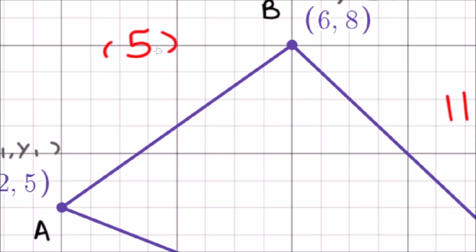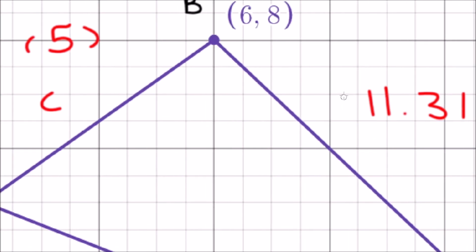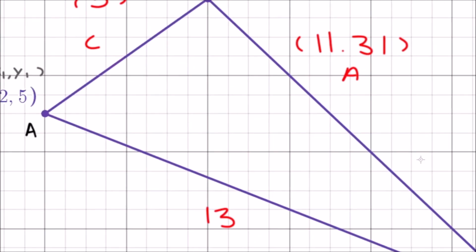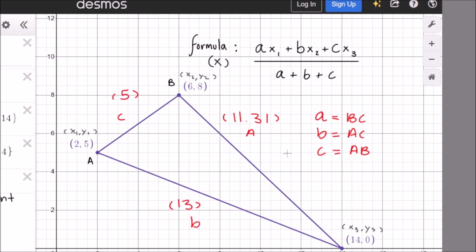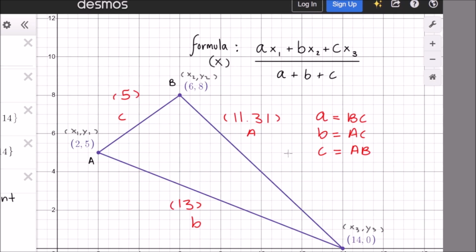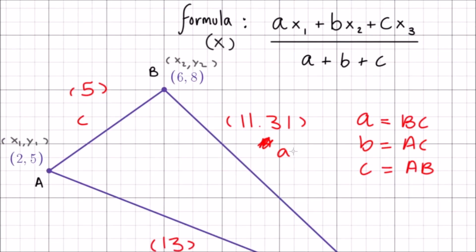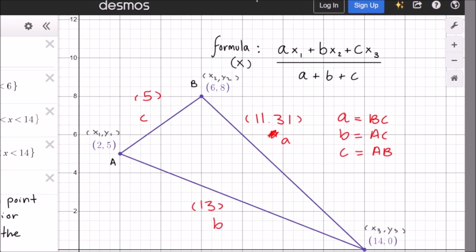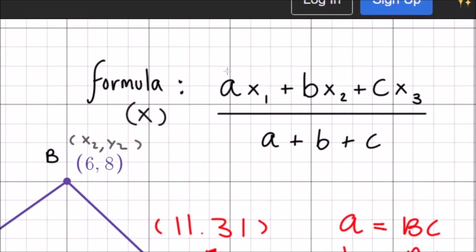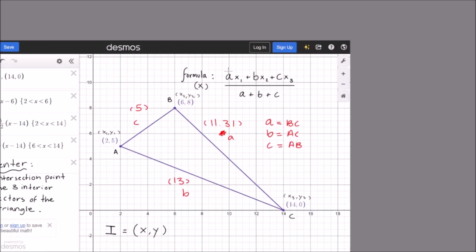So let's write that down here. And this is B. Alright. Now we have our points. We can easily plug them in. This formula is to get x. I'll show you y later.